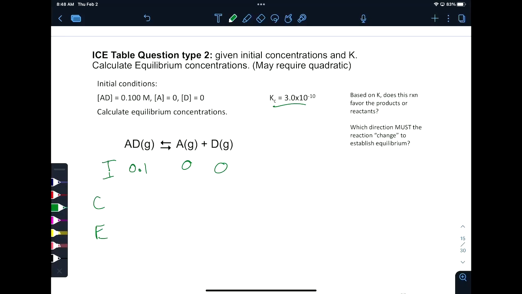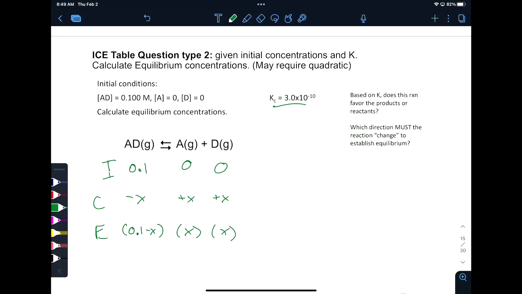What direction does my reaction have to go? Forward. Do I have to calculate Q? No, you can just use your intuition. Also, I mean, you could calculate Q. What would it be? Just using your head, 0 is less than that number. So the reaction has to go forward. So minus x, plus x, plus x. And so at equilibrium, we have 0.1 minus x of the reactant, and then x amount of each of the products. All right?